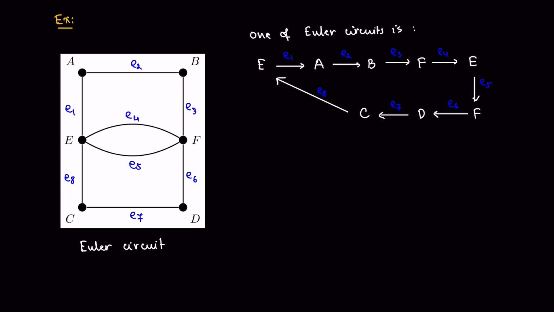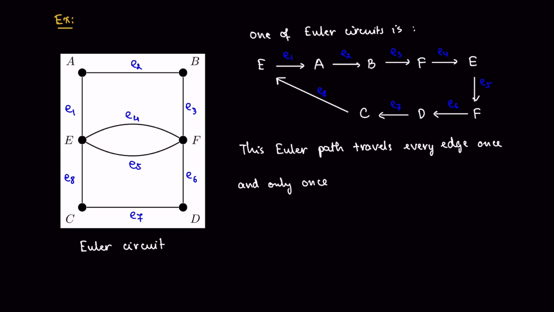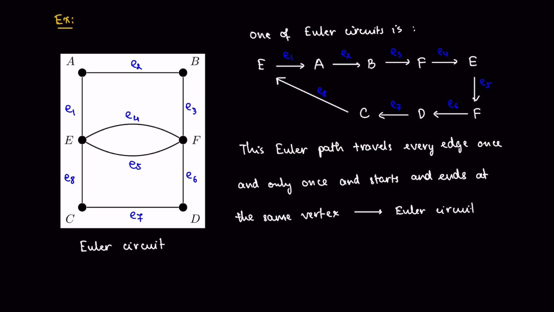So this Euler path travels every edge once and only once, and starts and ends at the same vertex. So this is called the Euler circuit. Therefore the conclusion is that you have an Euler circuit. Again, there should be multiple solutions to this Euler circuit, right? You can start at E, you can start at A, you can start at B, you can start at F, D, or C. You should get similar results that represent an Euler circuit.